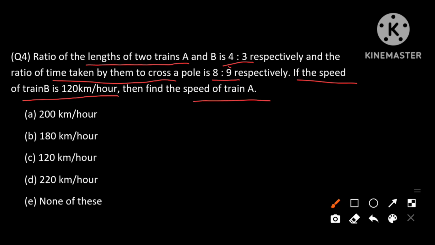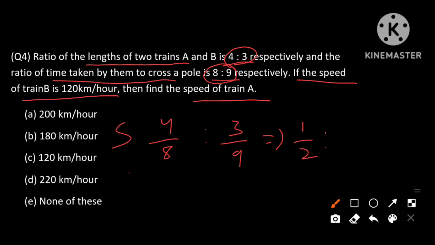So we have lengths here, and here we have time also. So length divided by time will be speed. So 4 divided by 8 is to 3 divided by 9 is the speed ratio. 4 divided by 8 will be half, and this will be 1 by 3. So the ratio of speed will be 3:2.